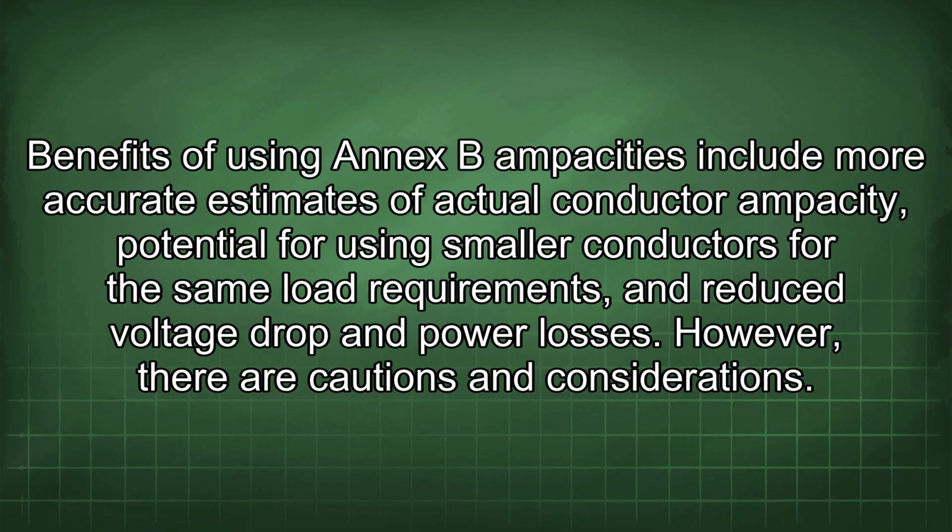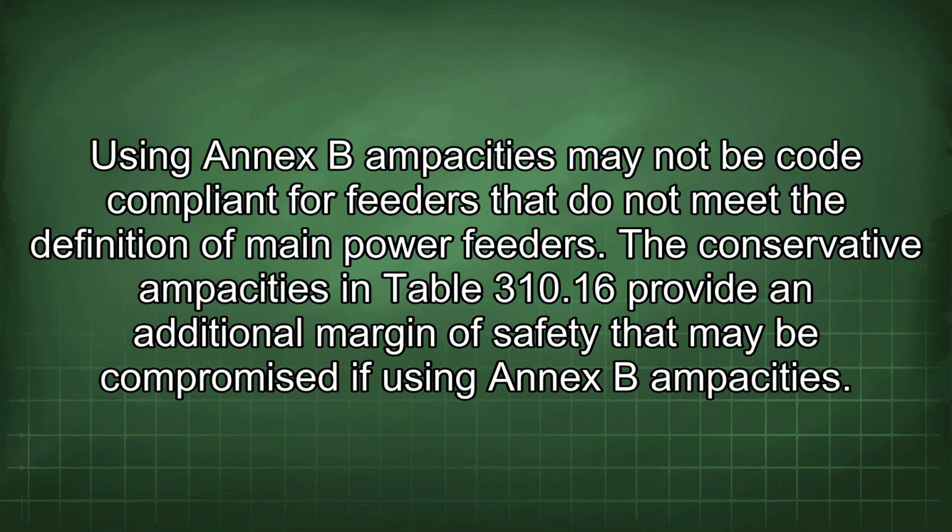Benefits of using Annex B ampacities include more accurate estimates of actual conductor ampacity, potential for using smaller conductors for the same load requirements, and reduced voltage drop and power losses. However, there are cautions and considerations. Using Annex B ampacities may not be code compliant for feeders that do not meet the definition of main power feeders. The conservative ampacities in Table 310.16 provide an additional margin of safety that may be compromised if using Annex B ampacities.